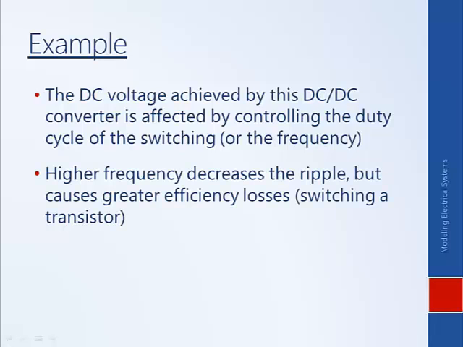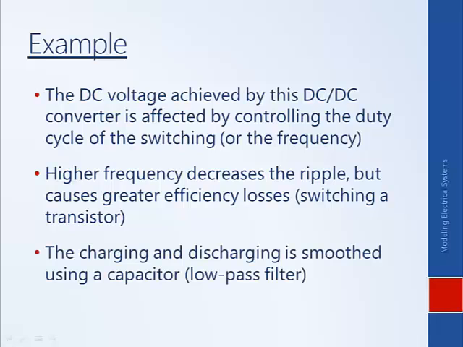Using a higher frequency gives us a smoother output, but at the cost of greater efficiency losses. Every time you switch the transistor, there are efficiency losses. And in practice, the output is smoothed by using a capacitor, which acts like a low-pass filter. We're just glossing over some of these practical considerations, but if you take a course in power electronics, you will get to understand these elements in much greater detail.